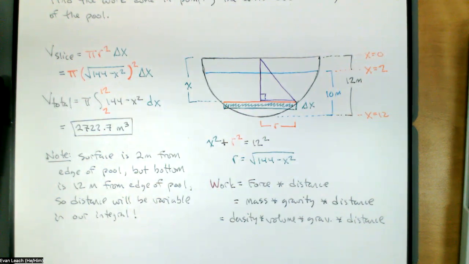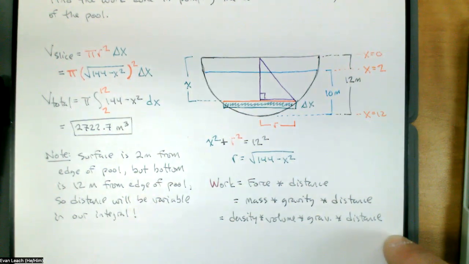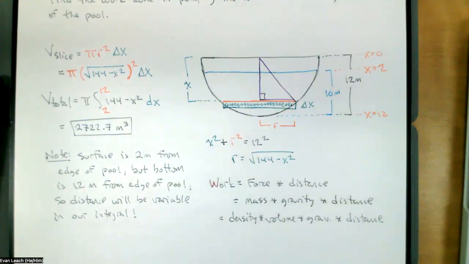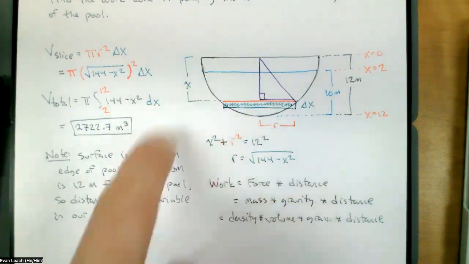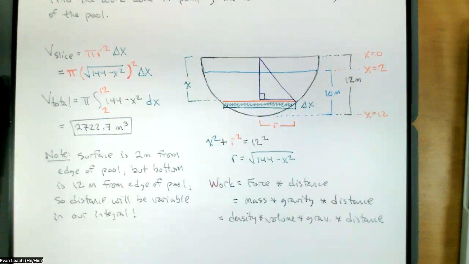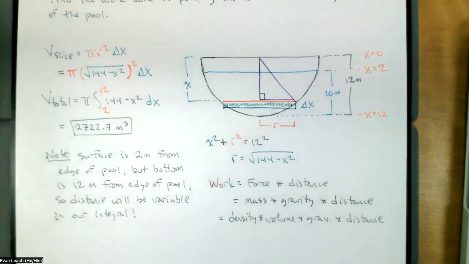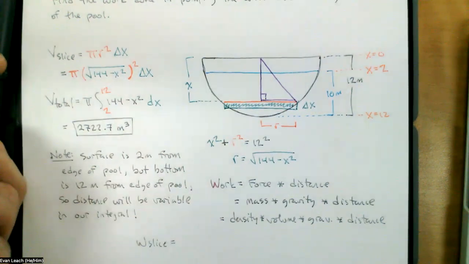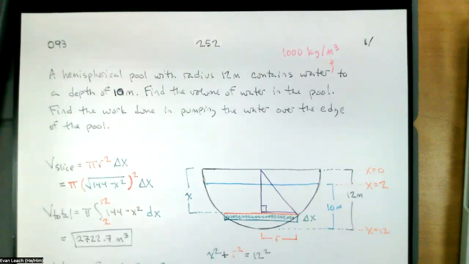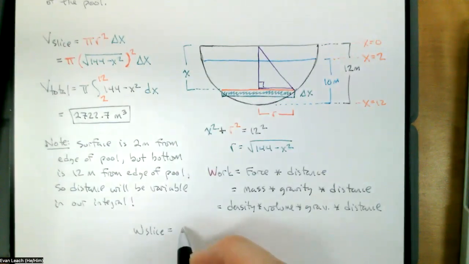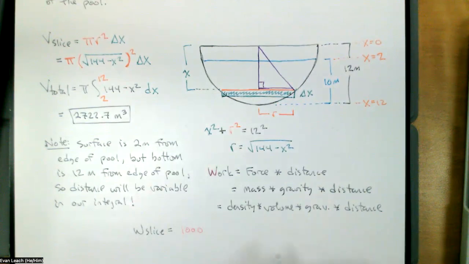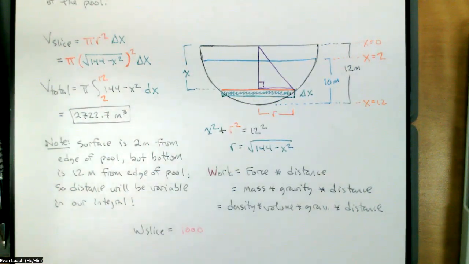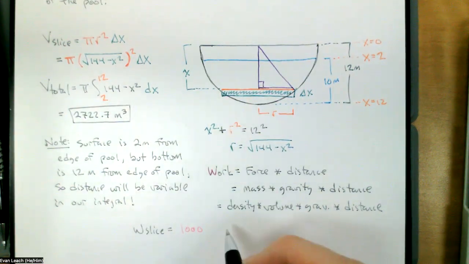The convenient thing for us is that the distance that the slice has to go is just the variable that we're using. So this slice needs to get to the edge of the pool. That is the distance from the slice to the edge of the pool. So let's just start filling in all the stuff that we need for the work of the slice. The density of water, 1,000 kilograms per cubic meter. The volume of our slice is pi times the radius squared times delta x.